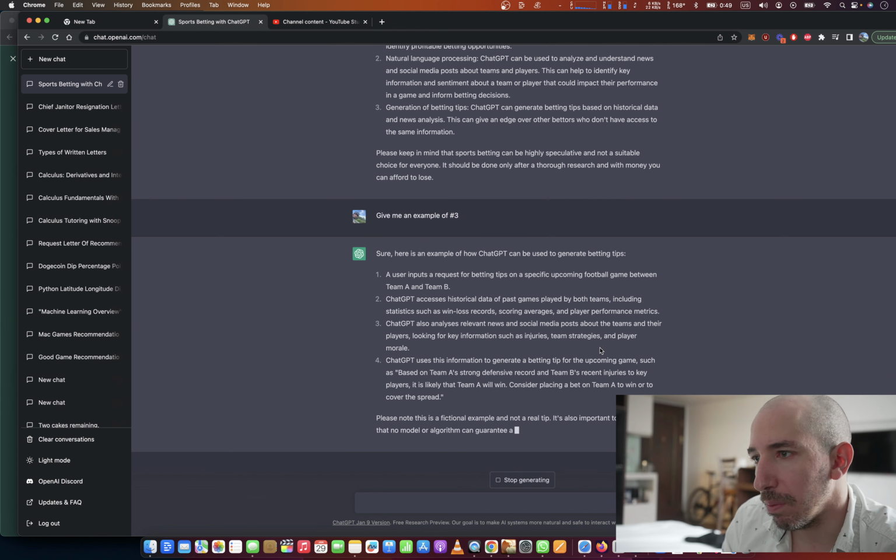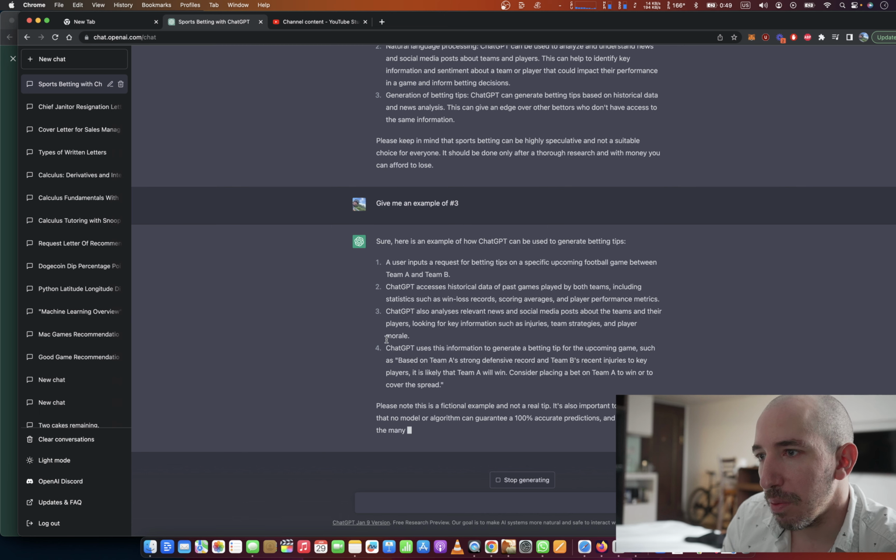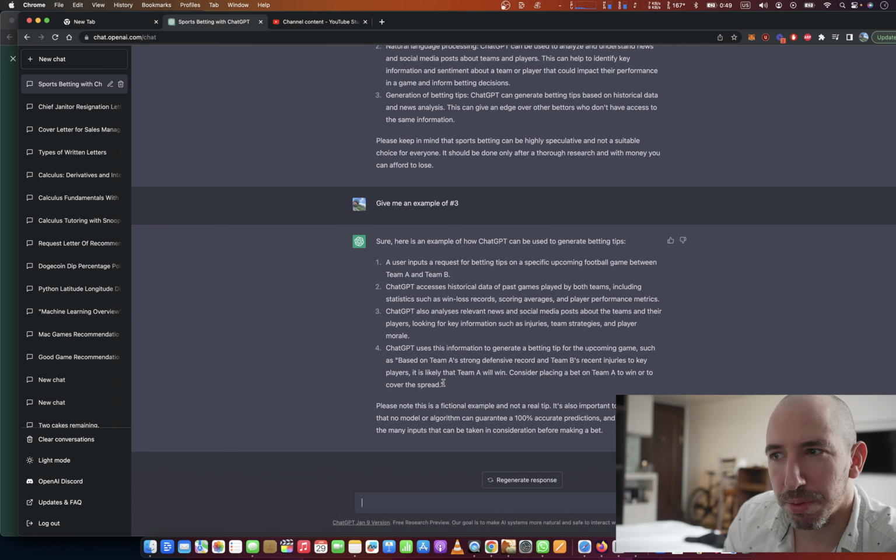Uses the information to generate a betting tip for the upcoming game. Based on Team A's strong defensive record and Team B's recent injuries to key players, it's likely that Team A will win. Consider placing a bet on Team A to win or to cover the spread. Please note that this is a fictional example, not a real tip. It's also important to keep in mind that no model or algorithm can guarantee 100%, and this is just one of many inputs.